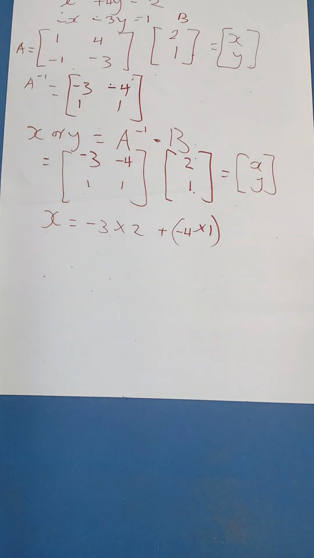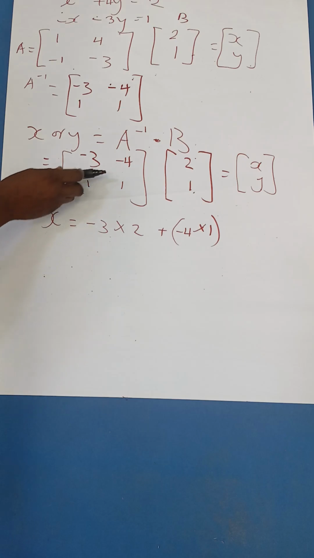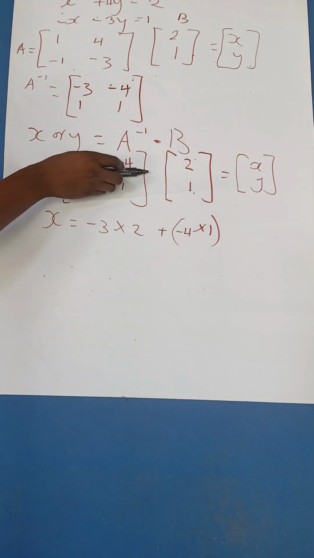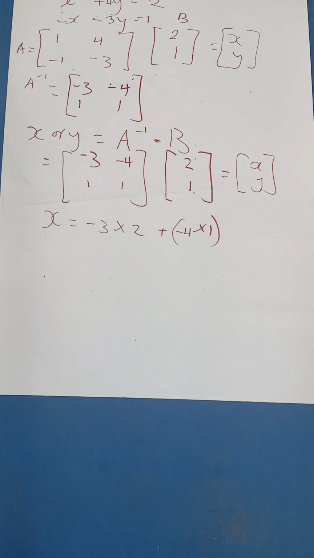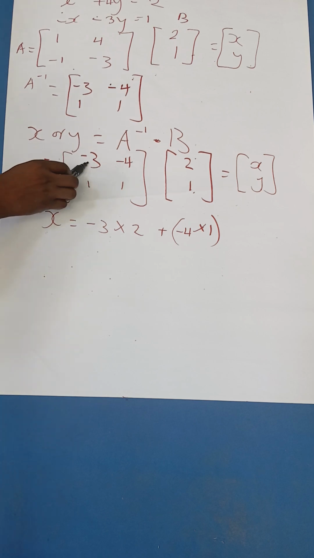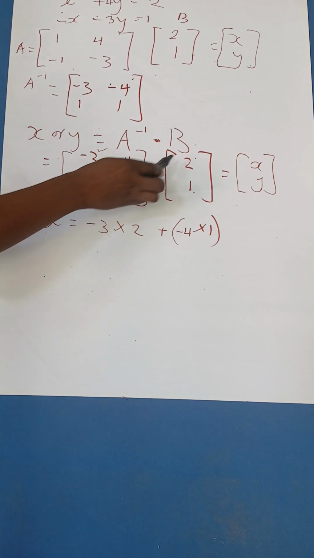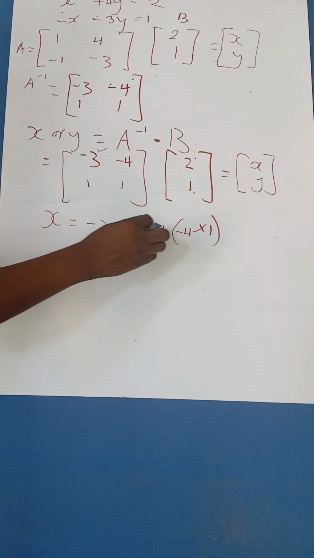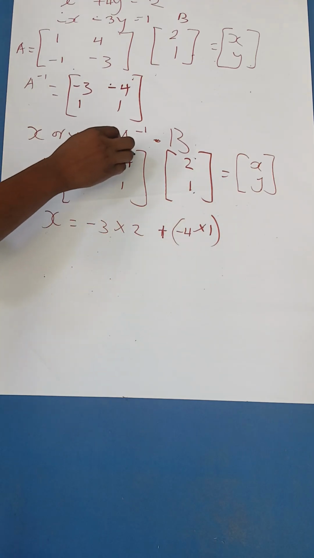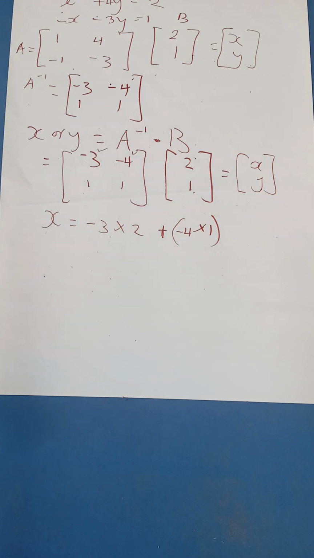Remember, I started by saying you focus on the upper part, the row on the upper, and you multiply by the column of this 2 by 1 matrix. So this one, negative 3, I picked this one, you multiply by 2, you add plus negative 4, you multiply by this 1. I think you have seen.